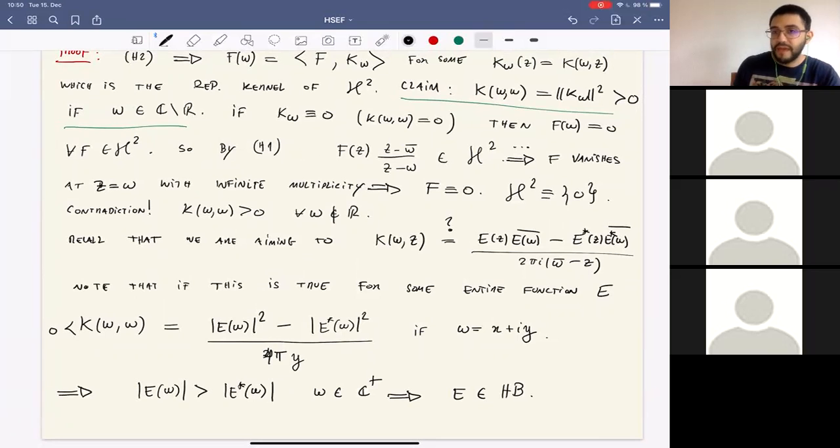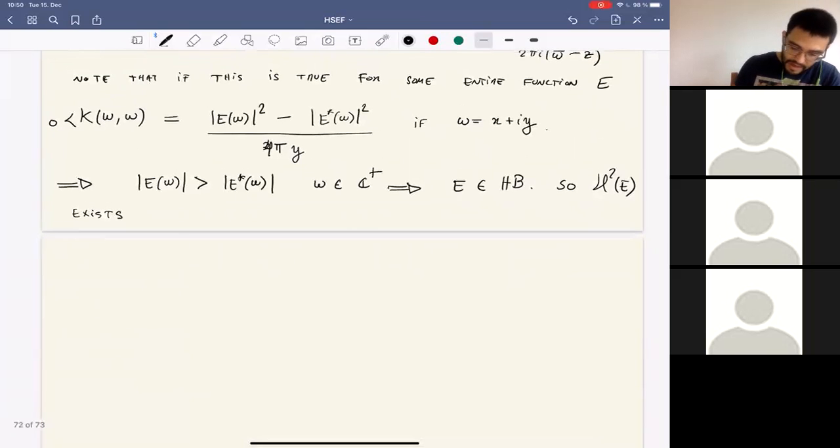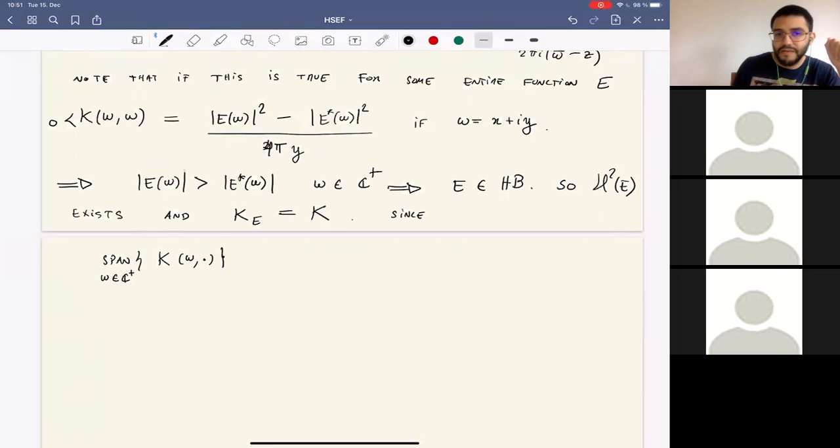So this space exists. And the reproducing kernel associated with E, we just showed, is by assumption identical to the reproducing kernel K of H. But since the span of K_w for w in, let's say, C+, we don't care as long as it's an open set, I made this comment in the last class, this is dense.